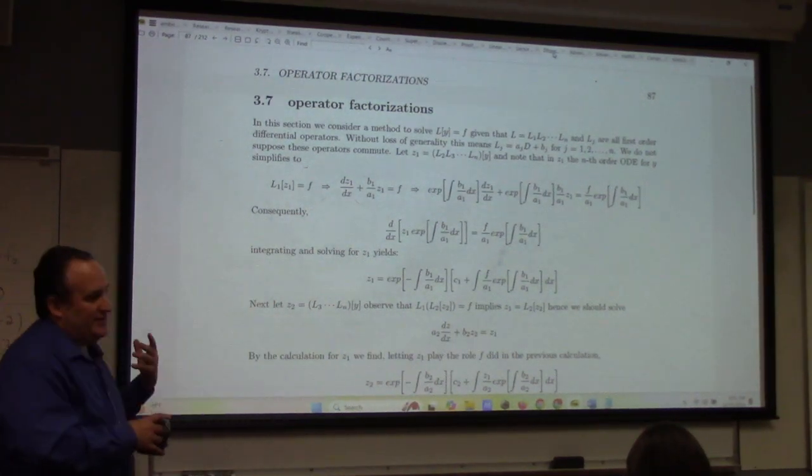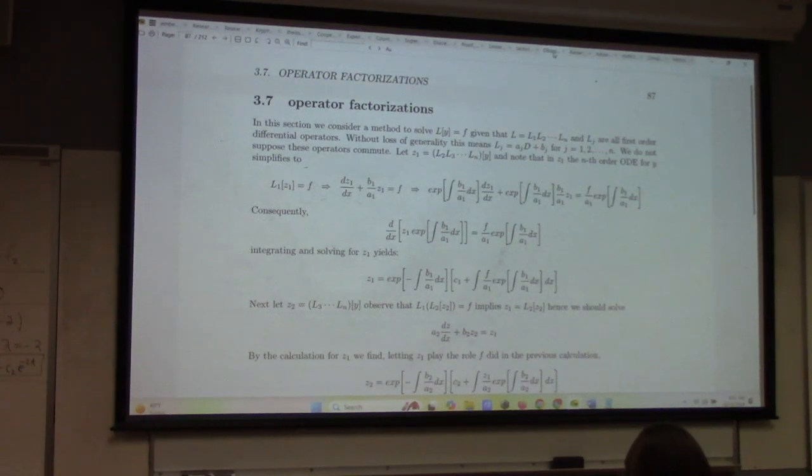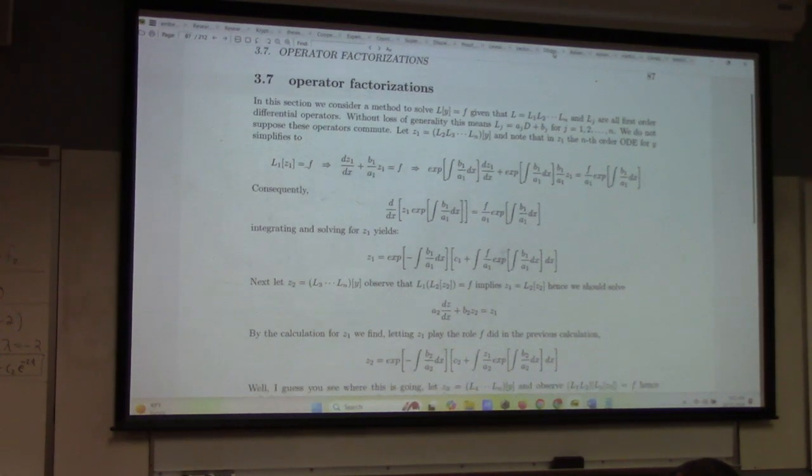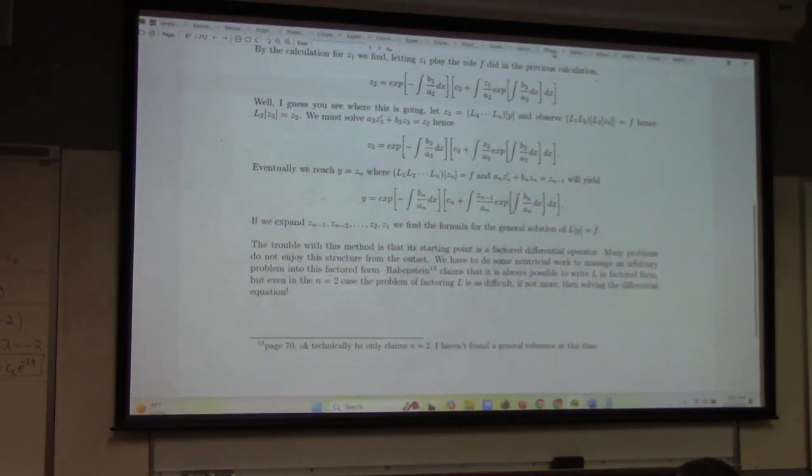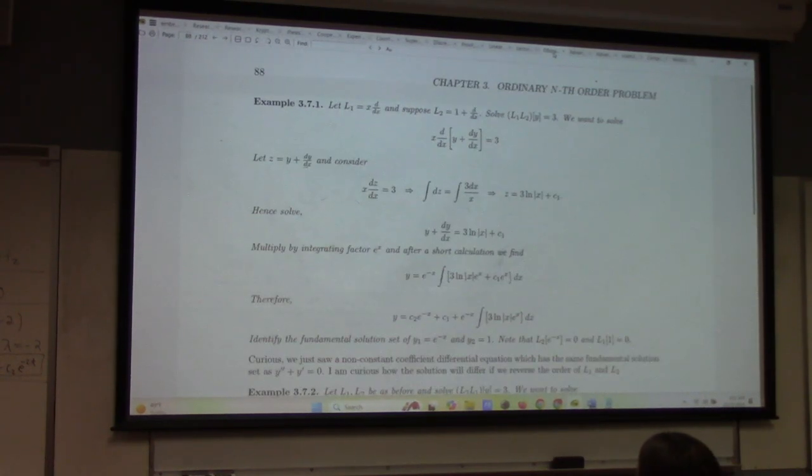So all I'm trying to tell you is if the differential equation can be written as a product of operators, you can solve it by repeated integration using the integrating factor technique. It is quite a calculation, but there's the sketch of it in general.